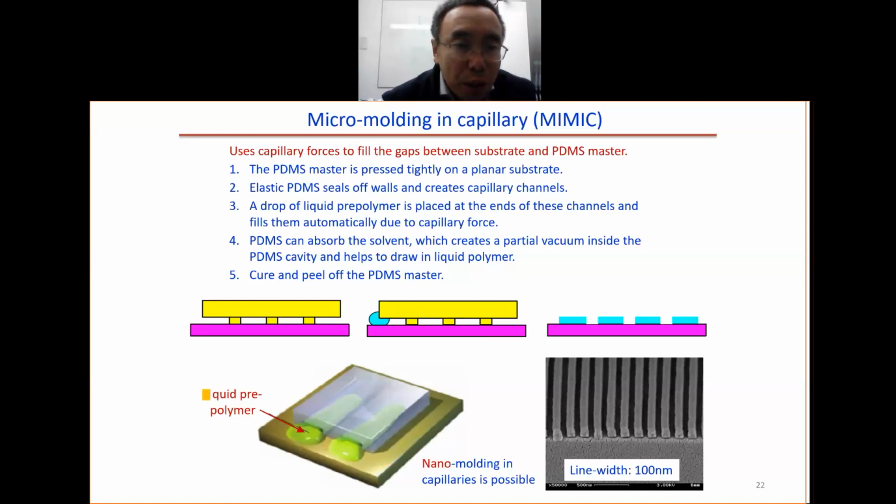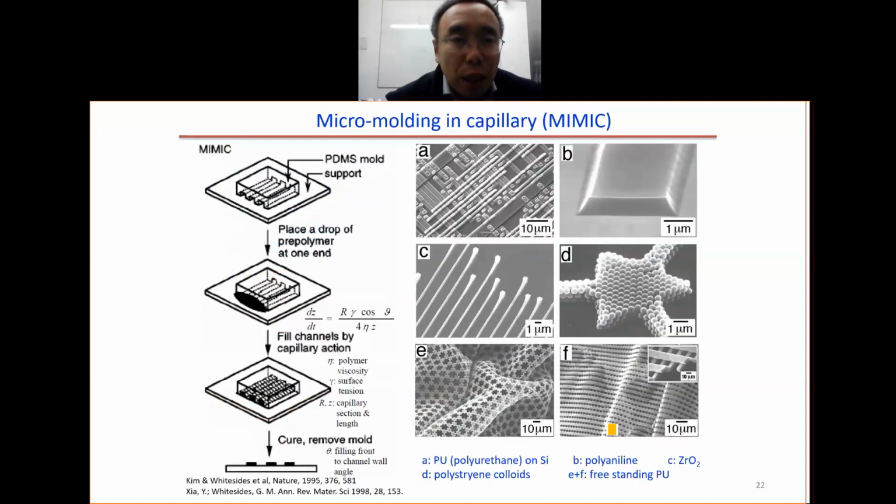Then you put a drop of the liquid prepolymer. Because of the capillary force, the polymer will fill into the capillary. Then it can be cured, and after it is cured, you can peel it off. Here's one example. You get nano features by this process. So here's again the process: we have the mold, we fill the liquid in, then we cure it, and we remove the mold.